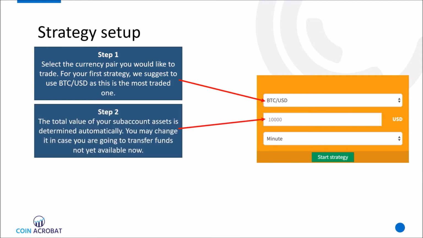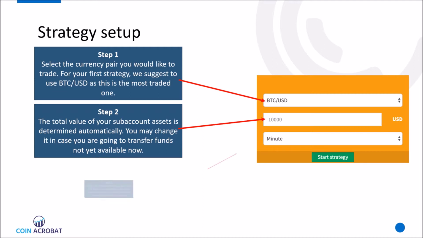Once you select your trading pair, CoinAcrobat will automatically check your Bitstamp account for assets value and will determine the total for you. In case you have not transferred your assets to the sub-account attached to CoinAcrobat, do it now. You may also adjust the value now in case you do not want to trade the entire value or in case you are planning to transfer the assets soon.